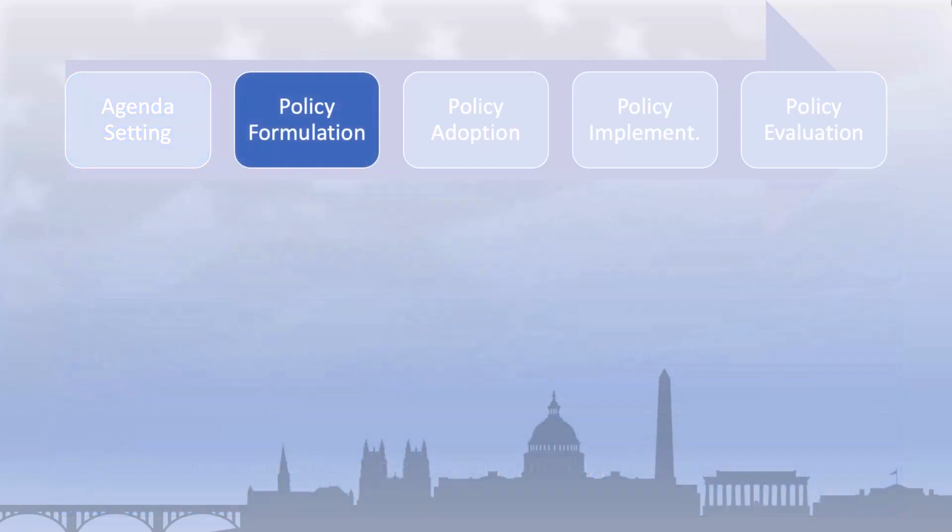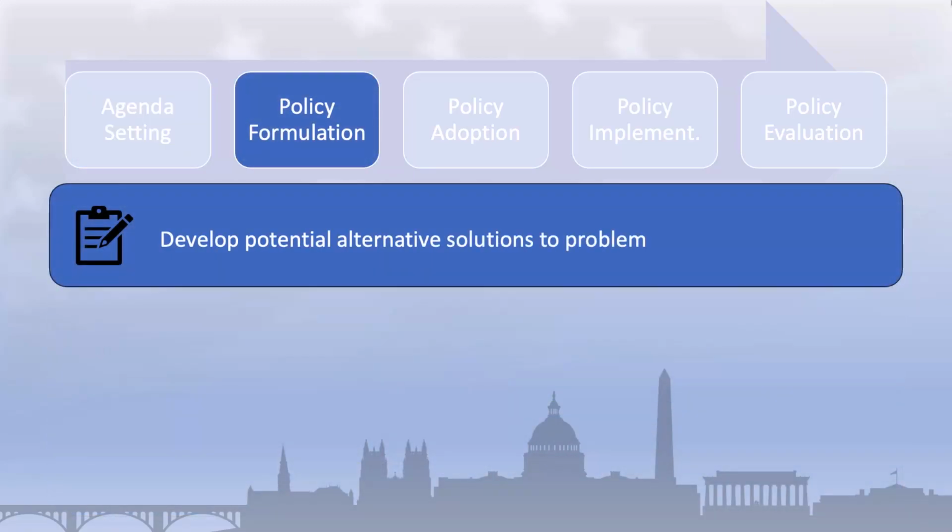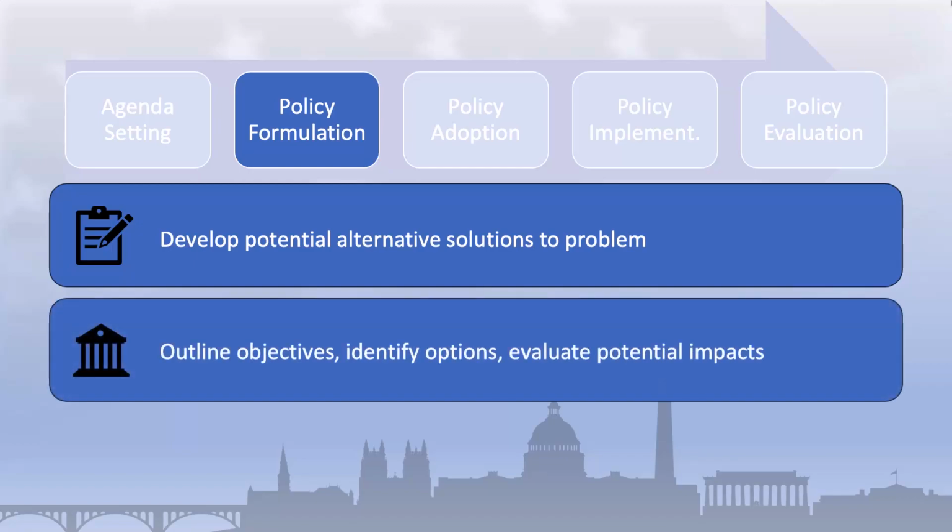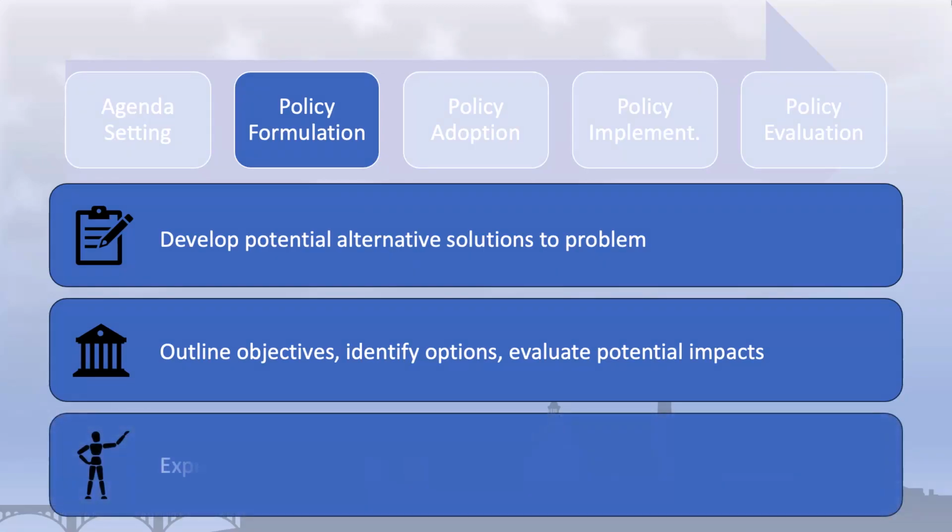Policy formulation is where policymakers identify and develop potential solutions to the problem identified in the agenda-setting stage. In this stage of the policy process, policy objectives are outlined, various policy options are identified, and research and analysis is conducted in order to evaluate the potential impacts of each option. Key actors at this stage can include issue experts, think tanks, government agencies, and legislative committees, all of which are influential in articulating and evaluating competing policy options.